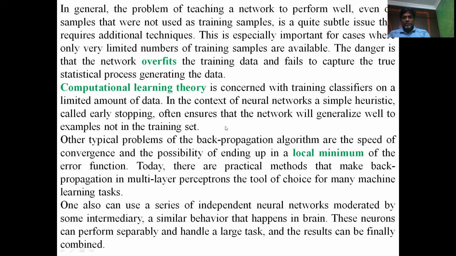Another kind of problem that may occur with the backpropagation algorithm is the speed of convergence and the possibility of ending up in a local minimum. Because we are using derivatives for minimizing the error function, it is possible that a local minimum solution instead of the global minimum may be achieved by your neural network. To overcome this, there are some practical methods that are implemented with the backpropagation algorithm.